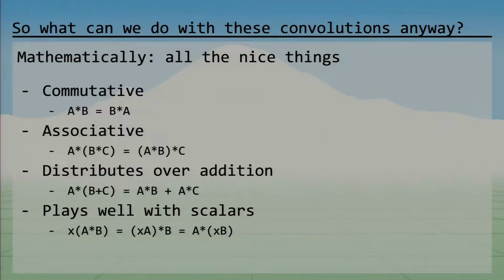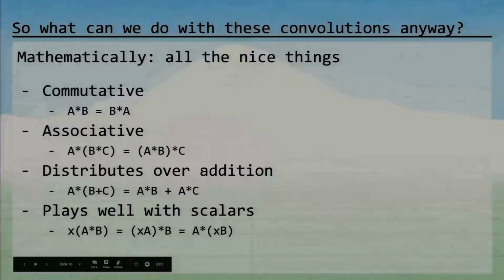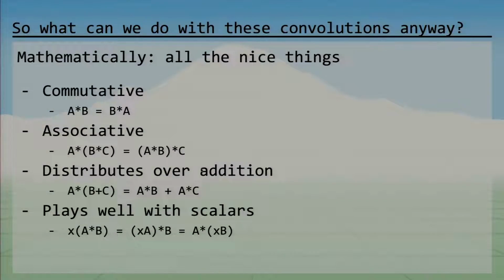So what can we do with these convolutions? What's the deal with them? Mathematically, we have a lot of nice things about convolutions. They're commutative, which means that taking the convolution of a filter with the image is the same thing as taking the convolution of the image with the filter. Or maybe you want to convolve an image with a filter, and then convolve the result with another filter. It turns out you can convolve the two filters together first, and then convolve that with the image. So that's this associative property, where we can switch around the order of doing these convolutions.